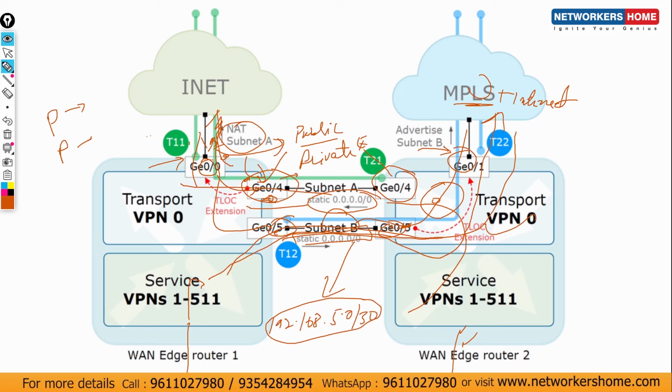Even if you're not pointing a default route, that is absolutely fine, frankly speaking, because you have all the private routing table available to you, so that's absolutely fine. So that is the routing consideration of the TLOC extension.